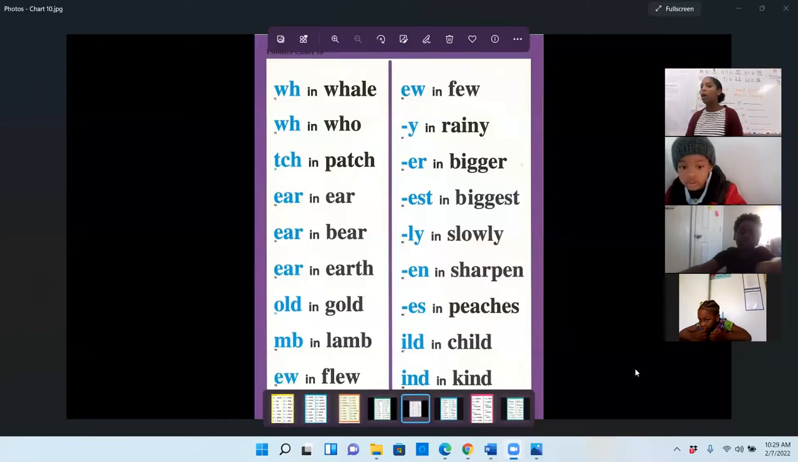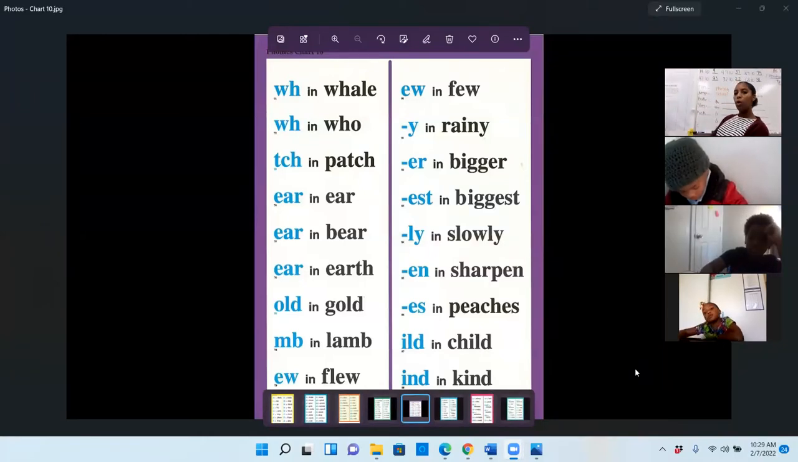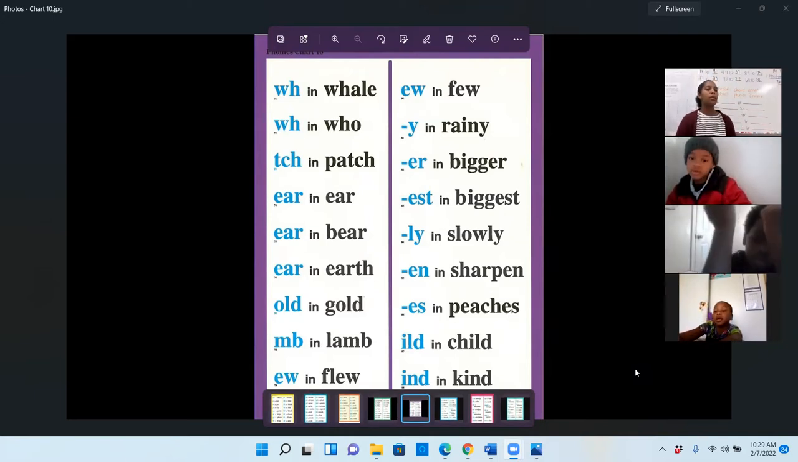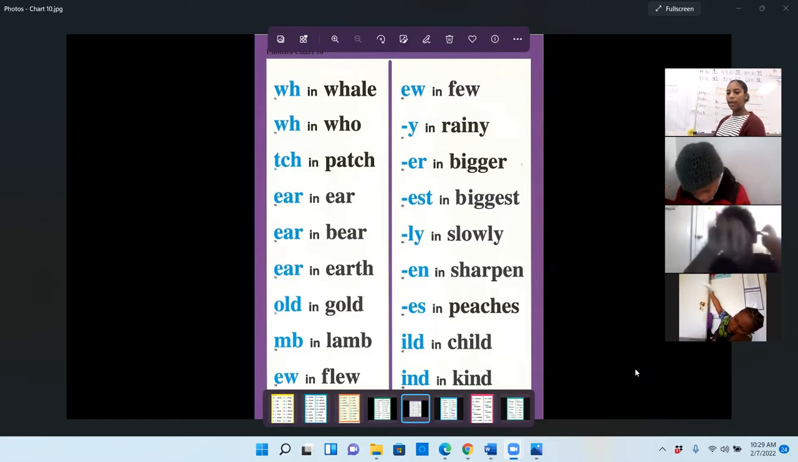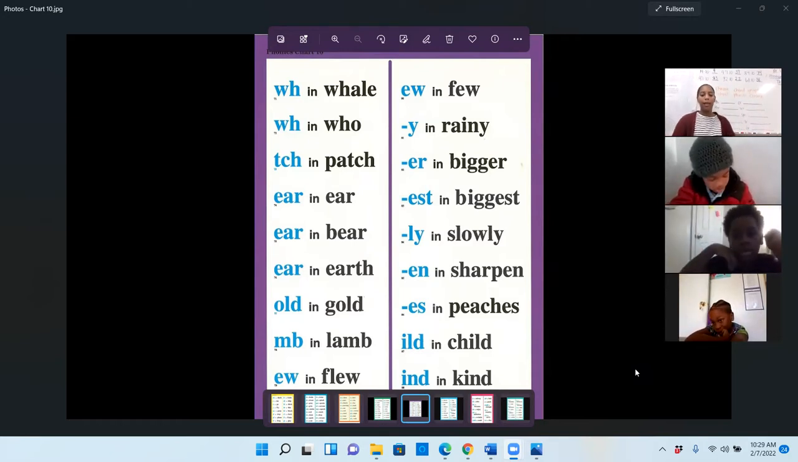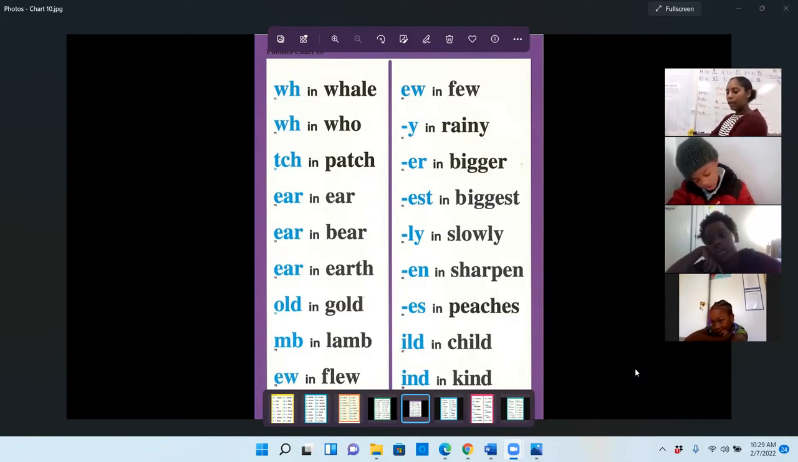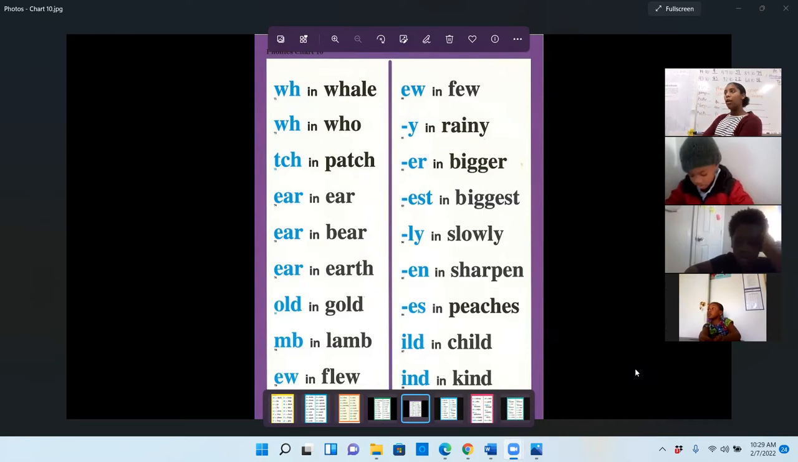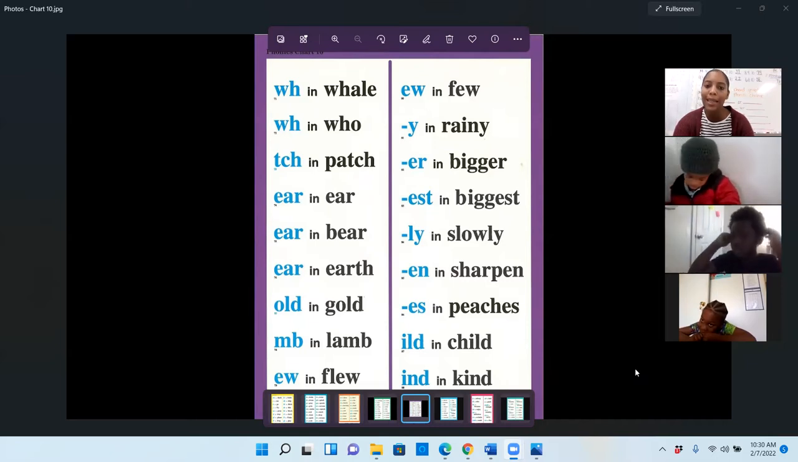WH says wh, and well. WH says h, and who. TCH says ch, and patch. EAR says ear. EAR says air, and bear. EAR says er, and earth. OLD says old, and gold. MB says m, and lamb. EW says oo, and flu. EW says you, and few. Y says e, and rainy. ER says er, and bigger. EST says est, and biggest.